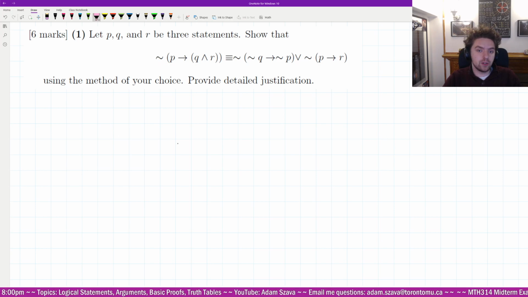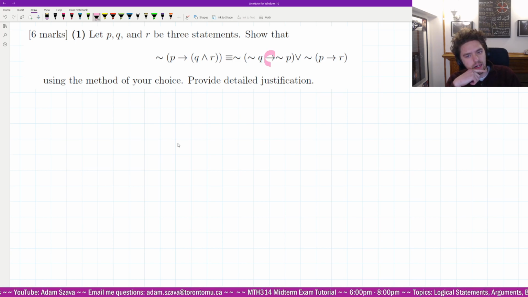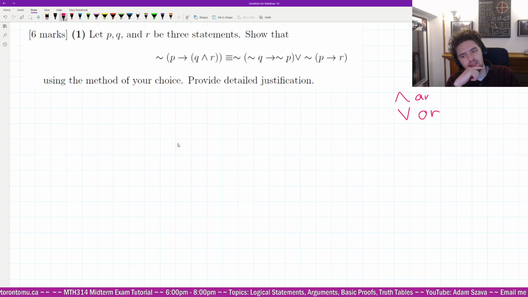Now you could do this by creating a gigantic truth table, but there's a little bit of a cleaner way of doing this, just using our laws of how these connectives work. So the connectives are like our implications, our nots, our ors, and our ands, and stuff like this. And because I'm bad at remembering, so or is that, and is that.